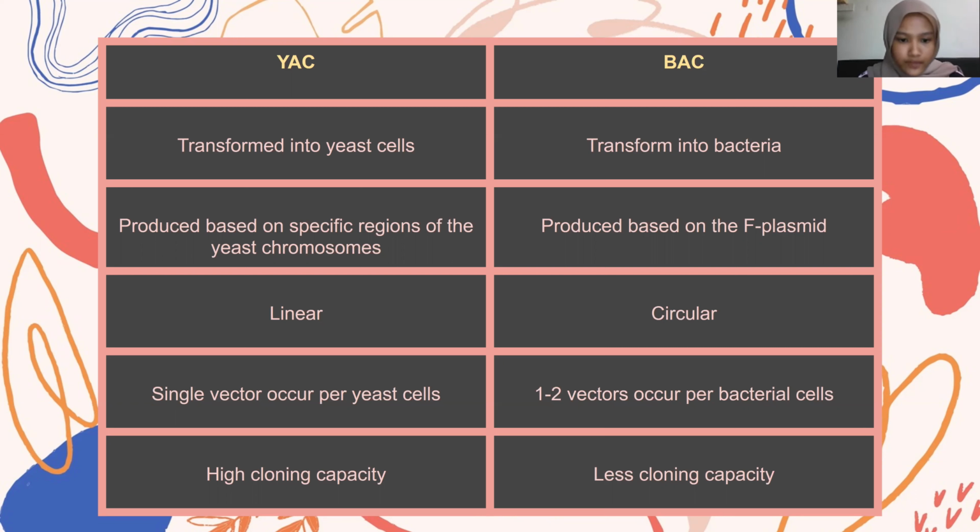And then the fourth difference is that there is only a single vector per yeast cell in YAC, while in BAC, there are 1 to 2 vectors per bacterial cell. And then the last difference is that YAC has a high cloning capacity, which can insert up to 1000 kb, and BAC has a lesser cloning capacity, which can only insert up to 200 kb.